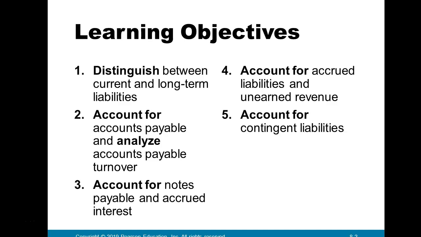So what is the difference between a current and long-term liability? Easy. We're going to talk about some specific liabilities like accounts payable and so forth. We're going to talk about other types of obligations like notes payable and the interest necessarily accrued. We're going to talk about some other accrued liabilities and unearned revenue. And we're going to learn how to account for contingent liabilities.